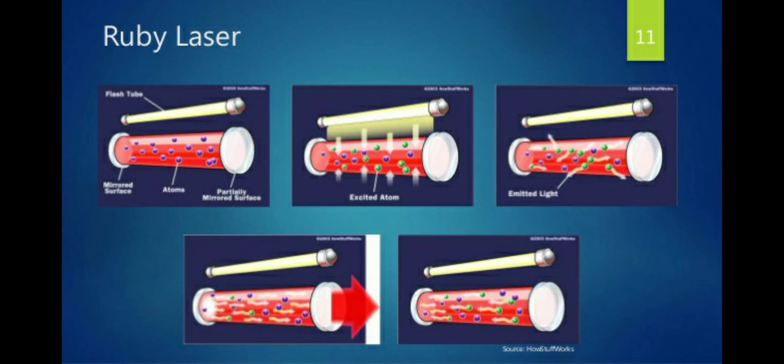These are the ruby laser. You can see the red color indication. The solid ruby lasers are used. Inside that solid laser, you might have seen the electrons moving from here to there, left and right.